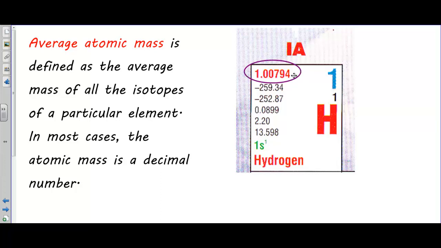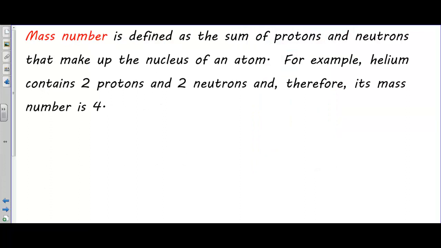What is so important about this average atomic mass is the next term, and that is mass number. This is probably, for stoichiometric purposes, the most important number that we'll need to be using from our periodic table. Mass number technically is defined as the sum of protons and neutrons that make up the nucleus of an atom. Again, it's not the definition here that's important, it's what we do with this number.